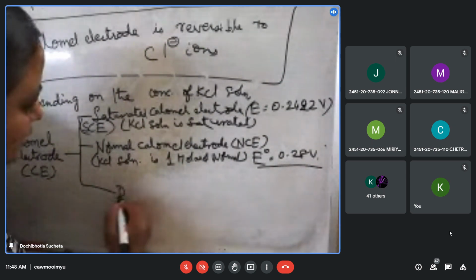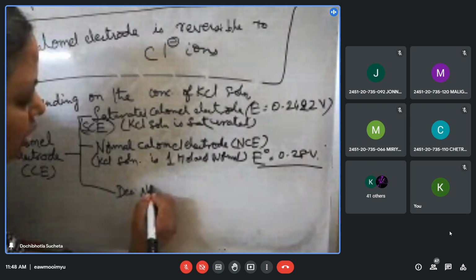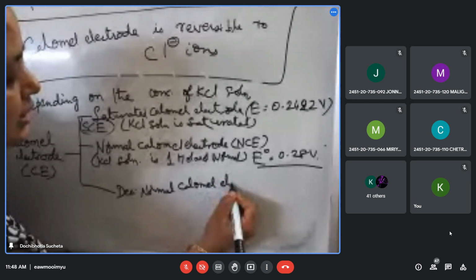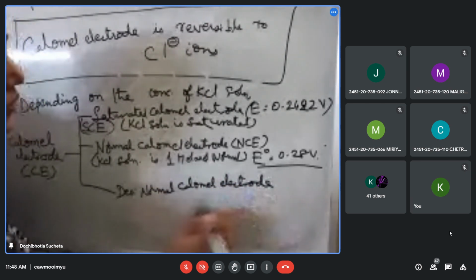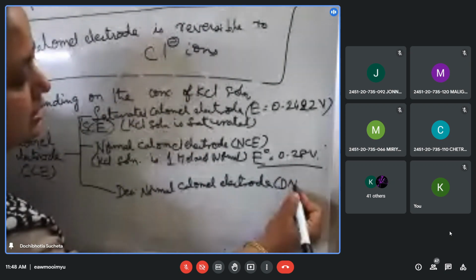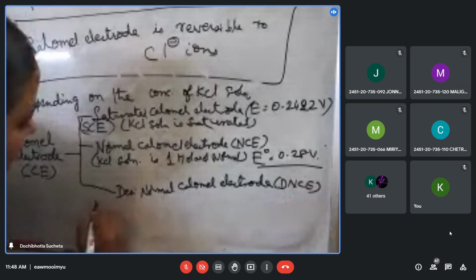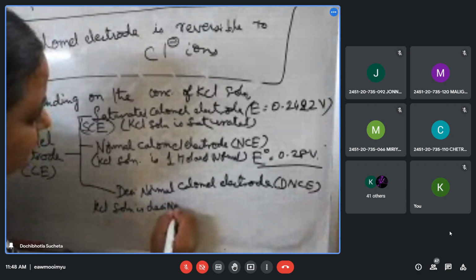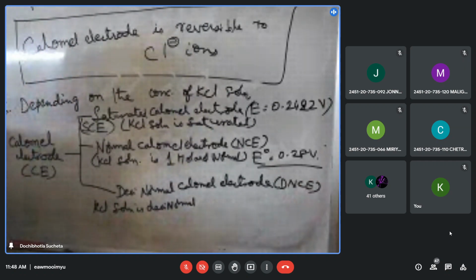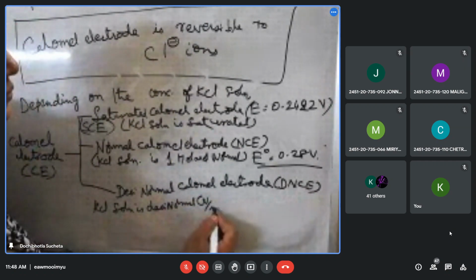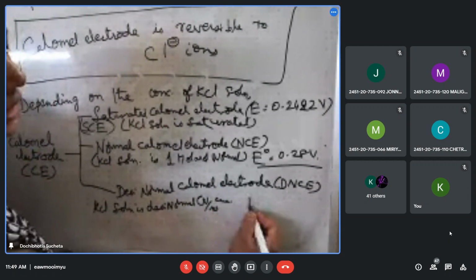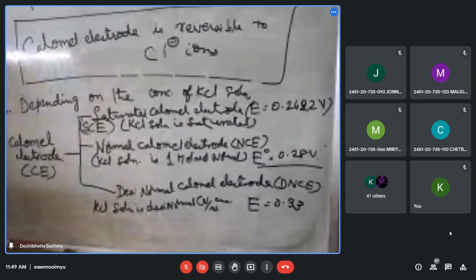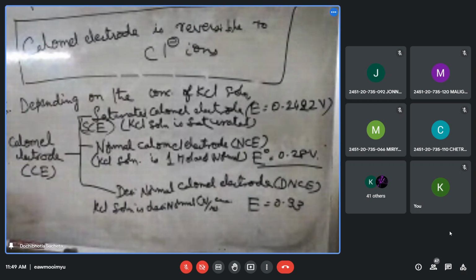The other one is the decinormal calomel electrode, represented by DNCE. Here the KCl solution is decinormal, or N by 10 concentration. Its E value is 0.334 volts.